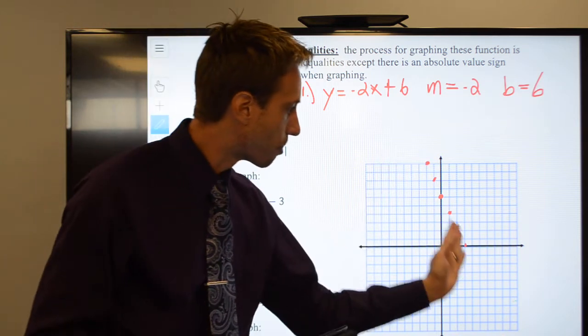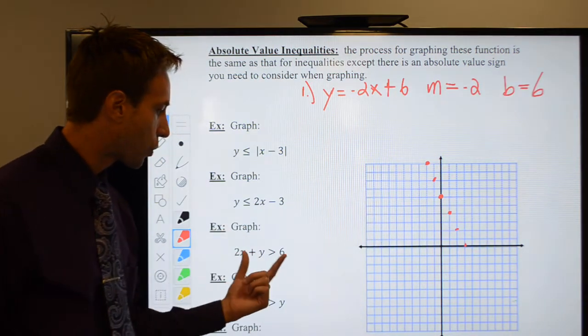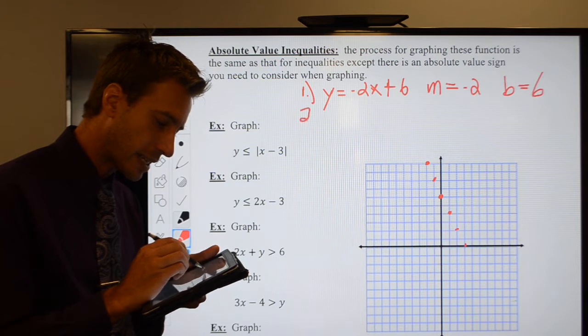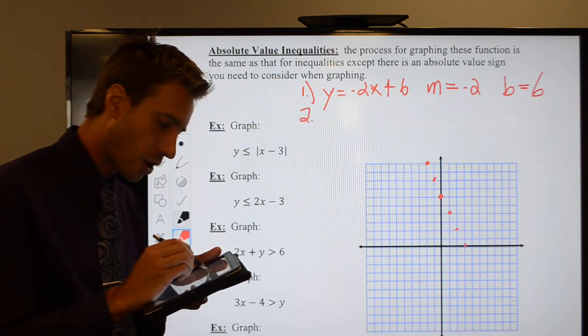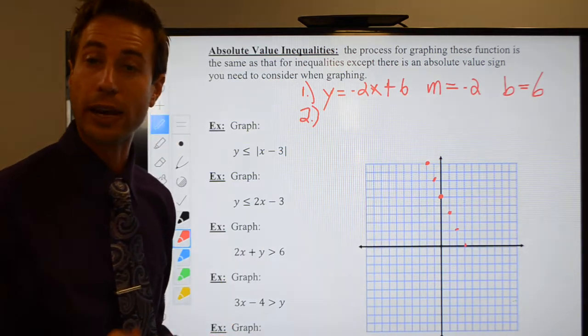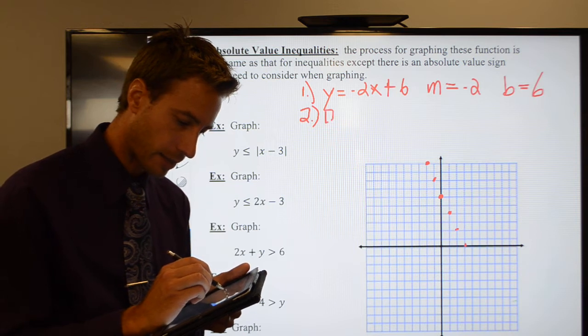Awesome, so there I go. I got a bunch of points. I'll connect those guys with a line in a second. But I come back to my equation because I know now in step number 2, I need to figure out, do I need a solid or a dotted line? Well, my inequality is strictly greater than, which means that I will need a dotted line.